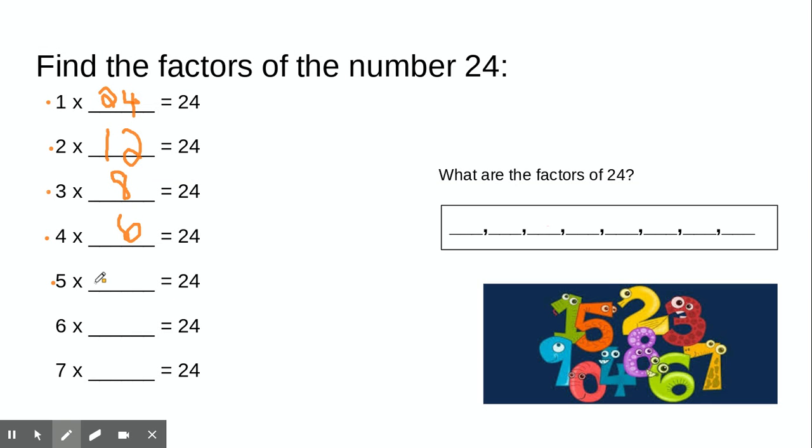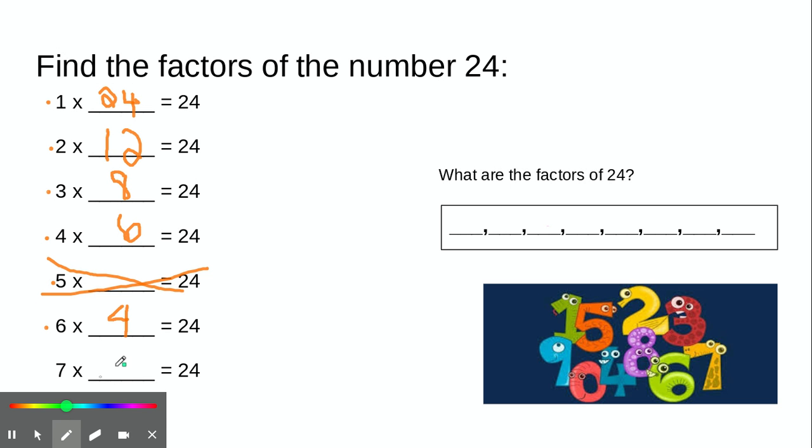Moving on. How about 5? 5 times what number is equal to 24? It doesn't work. 5 is not a factor of 24. So what do we do? We'll cross it out. But we're not done yet. We still have to try these ones down here. Is 6 a factor of 24? 6 times what number is 24? 6 times 4 is 24.